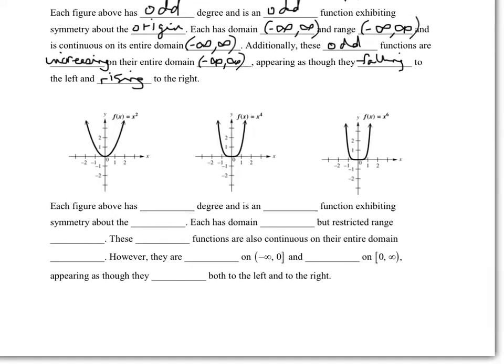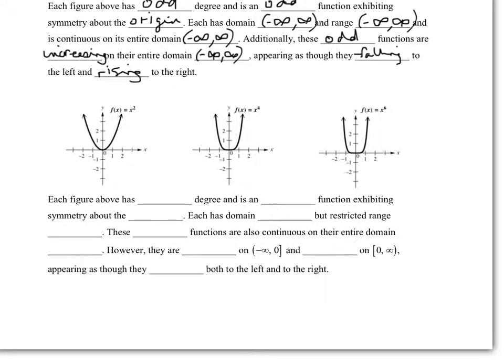Now, if you look at the next group of graphs, what you should notice is our exponents are now 2, 4, and 6. So each figure above would have an even degree. And I know these aren't odd functions because I don't see symmetry about the origin, but do you recognize a line of symmetry that does exist? Hopefully so. These are even functions because they have symmetry about the y-axis. If I fold on the y-axis, the halves will match.